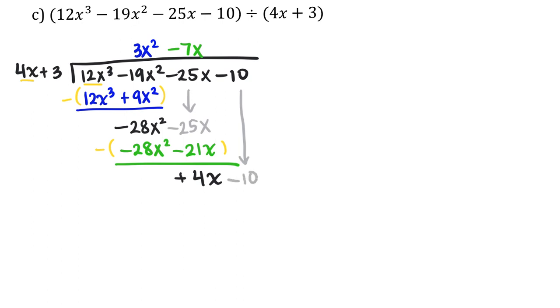Okay, I have one more spot, so I got to go one more time. Okay, 4x times something to give me 4x. Oh wait, that is a negative, isn't it? Negative 25 plus 21. Yeah, negative 4. Be careful with your signs, just like me. Okay, 4x times what gives me negative 4x? Negative 1? Okay, negative 1 times 4x plus 3. Negative 1 times 4x, negative 4x. Negative 1 times 3, negative 3. Okay, subtract down.